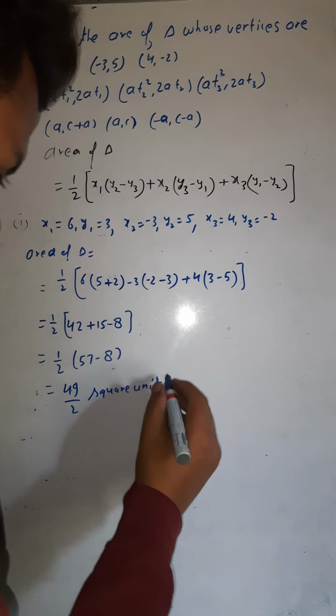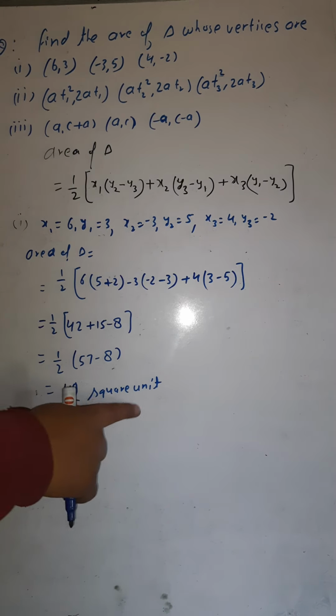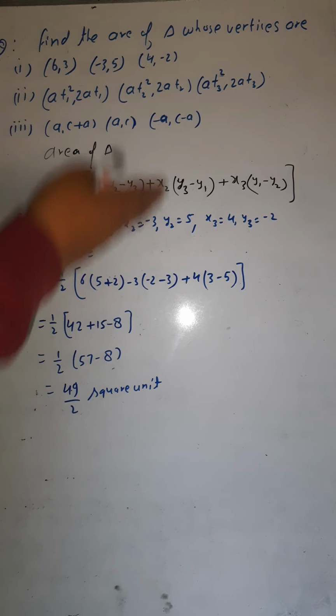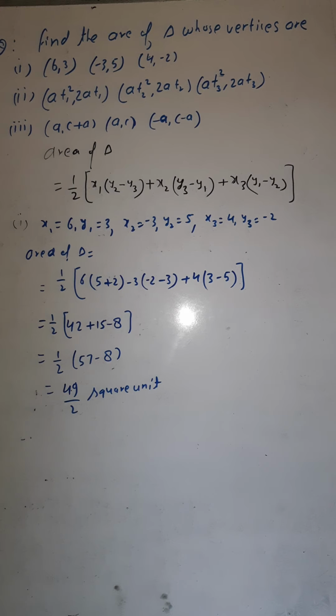square unit. Okay. Unit means whatever the unit, like if it is in centimeter, it should be square centimeter. If it is in meter, it would be square meter. So this would be the area of the first triangle. That is the first one. 49 by 2 square unit. Okay. Now let's try it for the second one now.